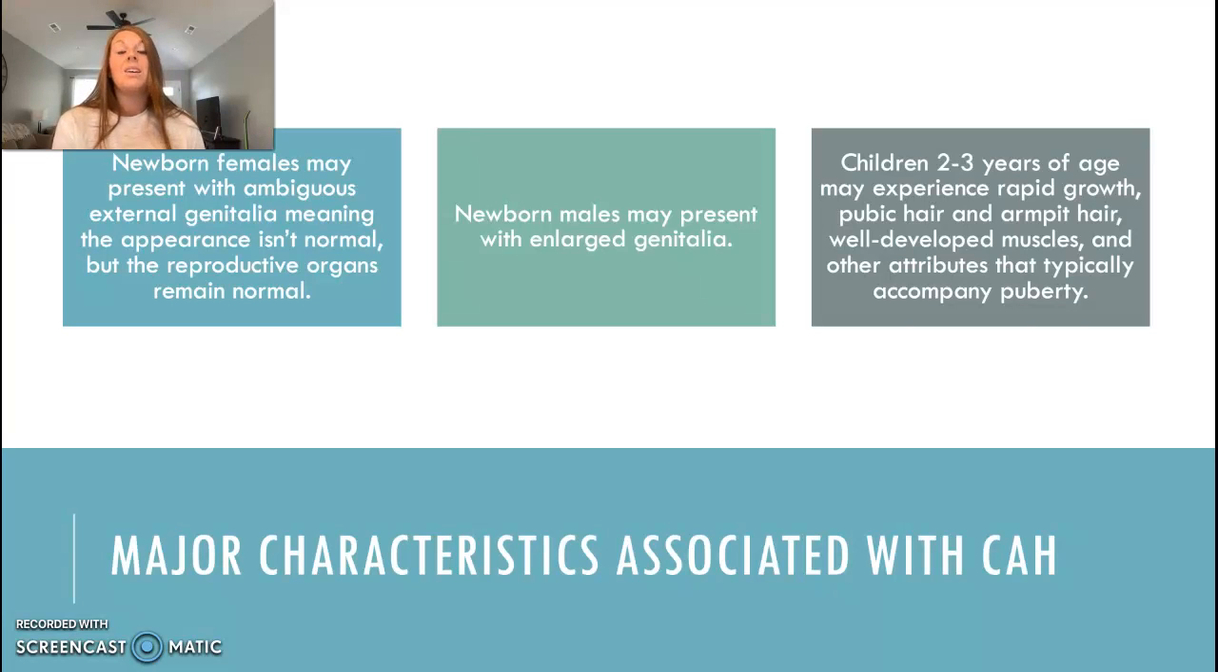So things like hair on our pubic area, or hair on the armpits, or really well-defined muscular structure, or even sometimes acne, how we all get acne at puberty ages. All these things that would never normally happen at the age of 2 to 3 can potentially happen with our affected congenital adrenal hyperplasia patients.